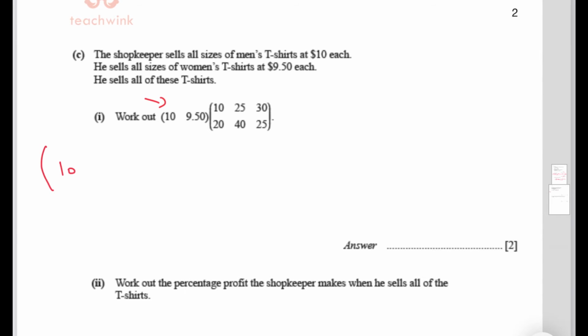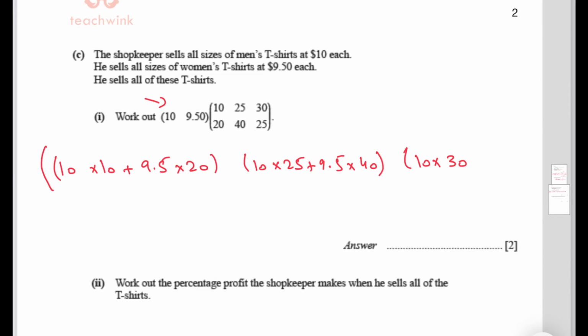So I'll do it right away. 10 gets multiplied by 10. And then 9.5 gets multiplied by 20. This is one of the values. Okay, the next one would be 10 gets multiplied by 25 and gets added to 9.5 being multiplied by 40. And the third value would be 10 gets multiplied by 30 and gets added to 9.5 times 25. Okay, so it would be a 1x3 matrix. So let's start writing these values down over here first to avoid mistakes.